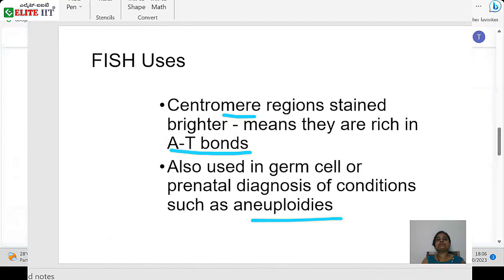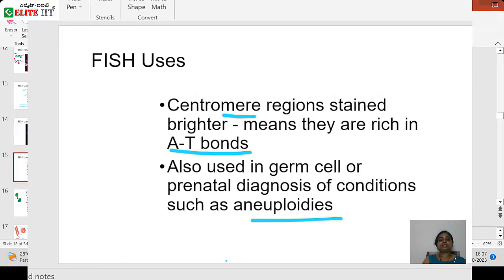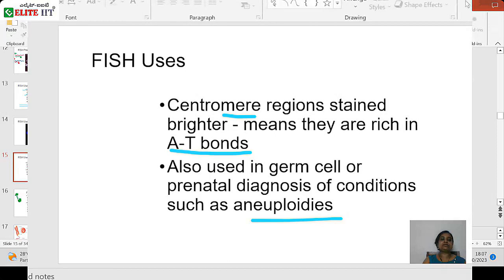Aneuploidy means mainly chromosomal abnormalities, and it is a genetic disorder where the total number of chromosomes does not equal 46. In human beings, Klinefelter syndrome is one example, where generally 46 would be the chromosomal number, but in this case you will see a genetic disorder.